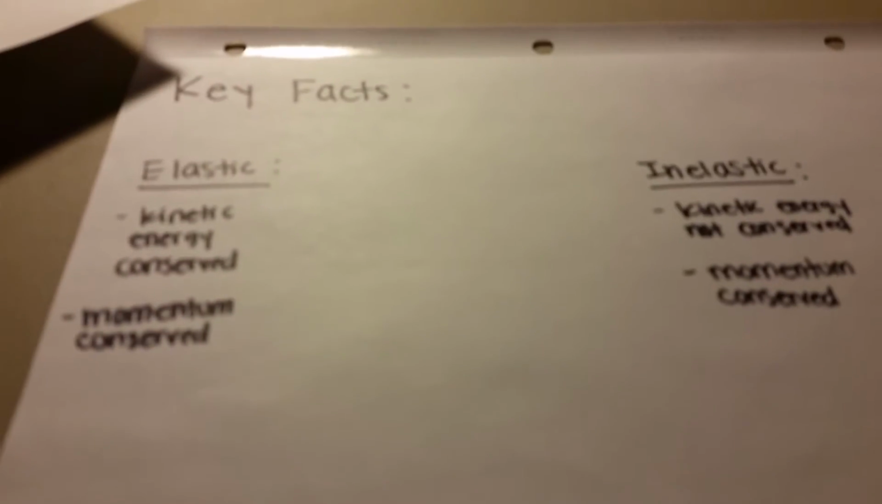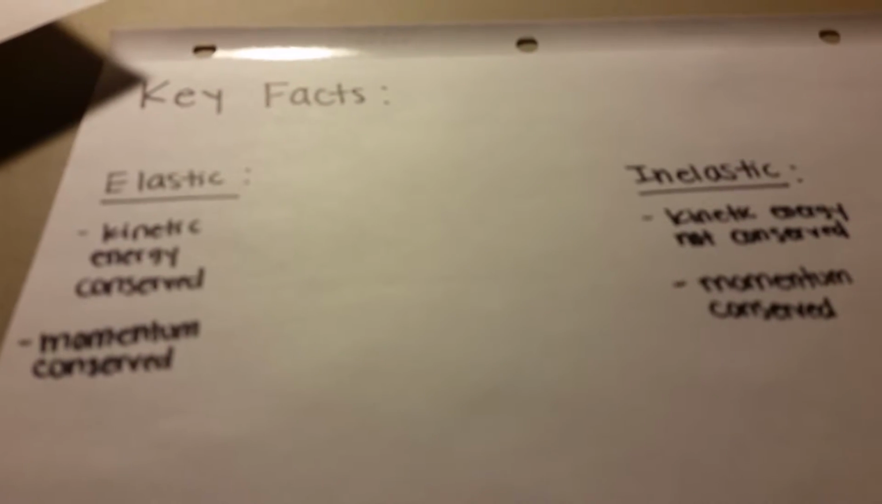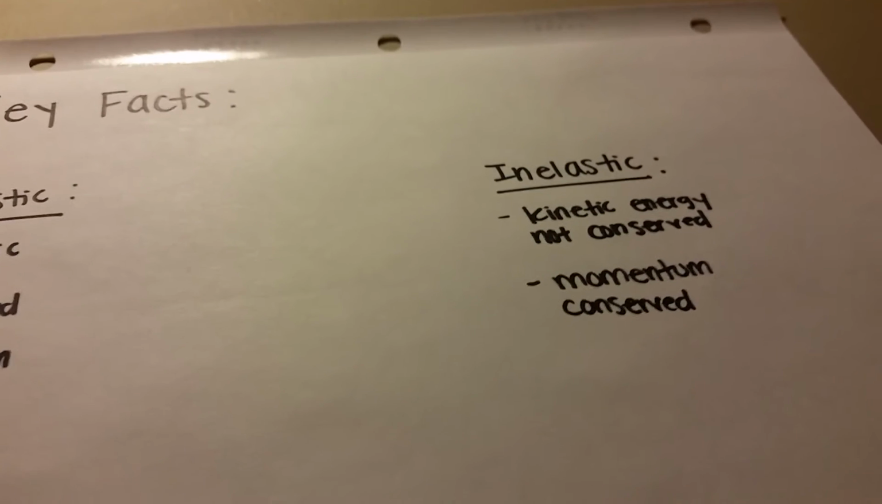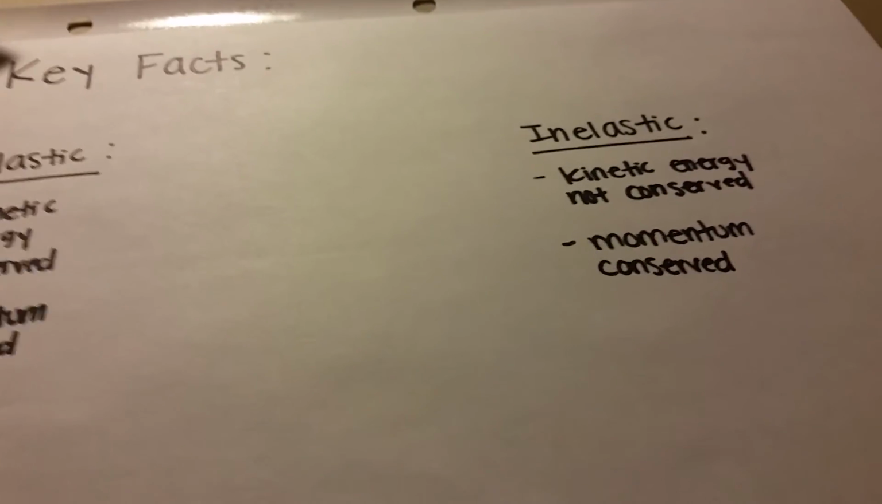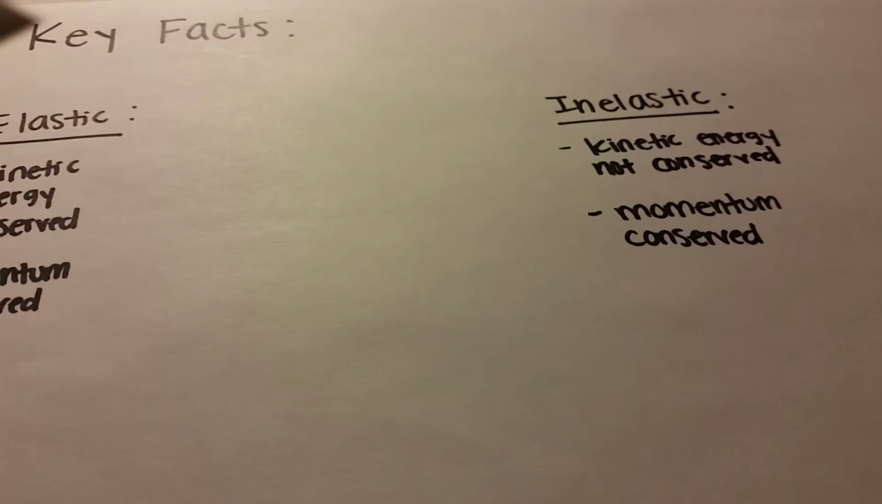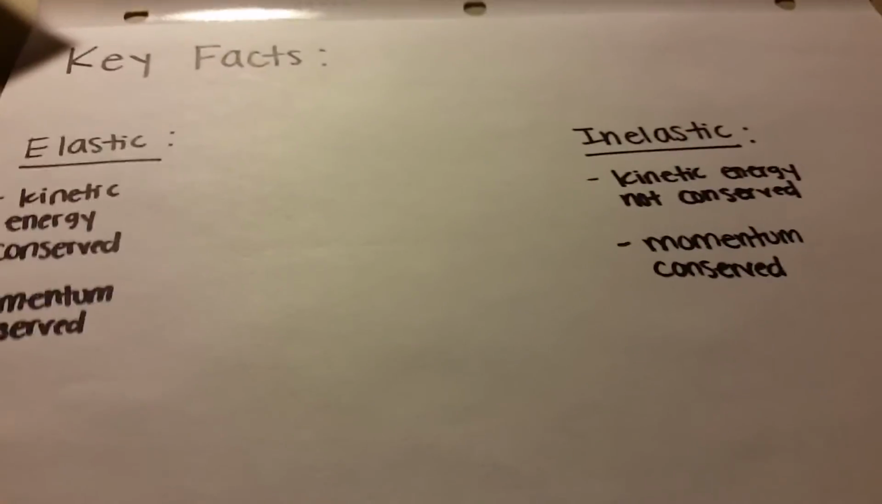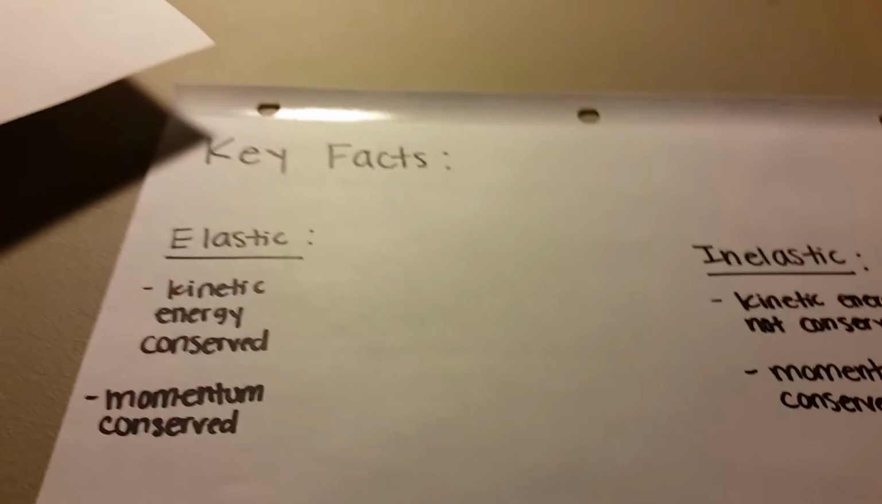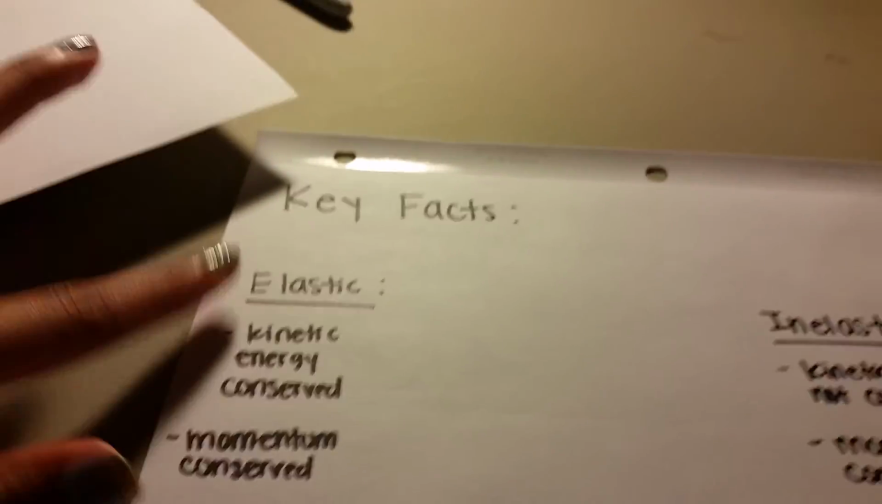So some key facts to remember here: in an elastic collision, the kinetic energy is conserved and the momentum is also conserved. However, in an inelastic collision, the kinetic energy is not conserved, but the momentum is conserved. And always remember that for perfectly inelastic collisions, the objects stick together and move together. And in elastic collisions, the objects hit each other and then just keep moving.